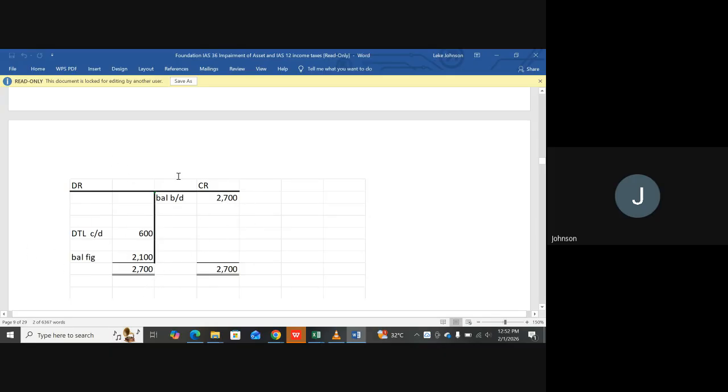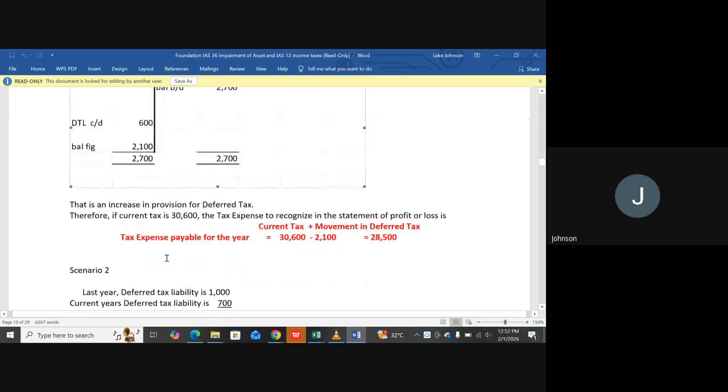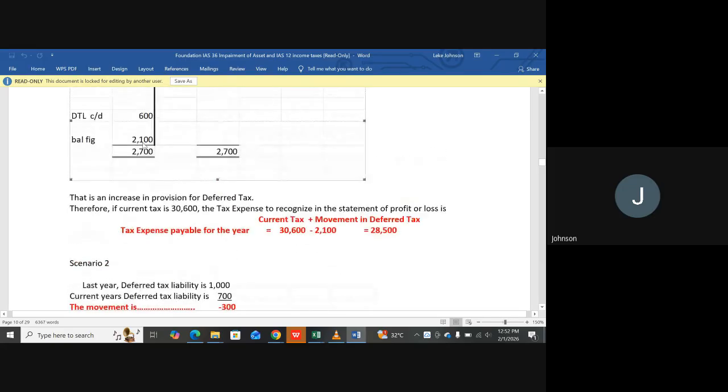What is the balancing figure? The balancing figure is now giving us an asset. So since we have a balancing figure as an asset, we now take that balancing figure and carry it over, because that is the movement in deferred taxes.